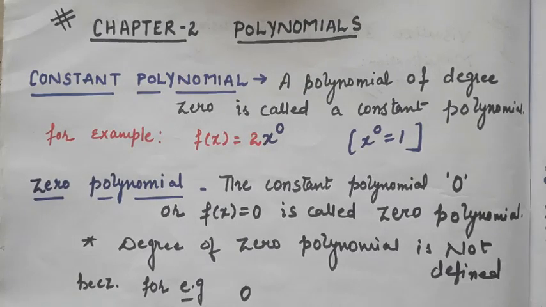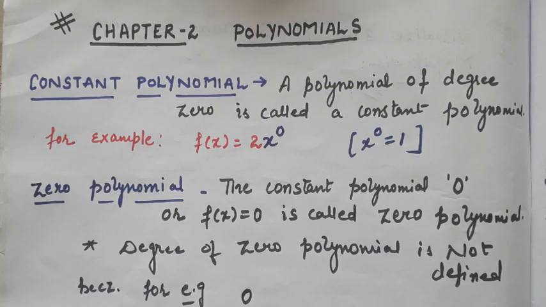Welcome students. In my last video I covered some topics, an introduction of polynomials, and we discussed the types of polynomial based on degree and based on terms. But I was left with some more types of polynomial, so today I'll cover those, and afterwards we'll discuss the value of a polynomial and the zero of a polynomial, which is very important for doing some questions.